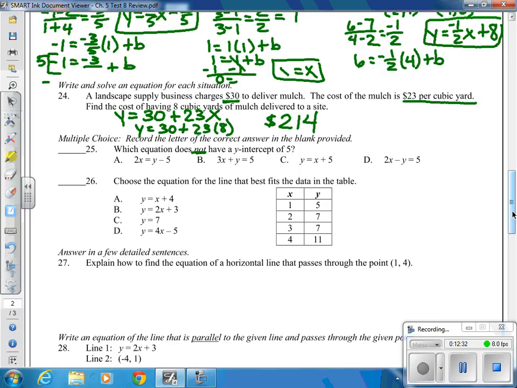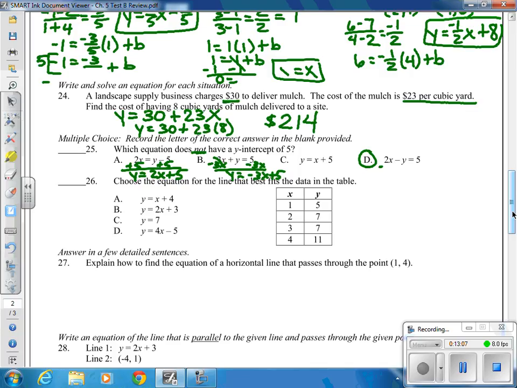So for letter A, in order to make this slope-intercept form, I need to add the 5 over. So now I've got y equals 2x plus 5. Is the 5 in the y-intercept spot? Yes, it is, so it's not him. If you take B, you're going to subtract 3x over, and now you've got y equals negative 3x plus 5. Is 5 in the y-intercept spot? Yes, it is, so that's not your answer. Letter C is already ready to go. Is 5 in your intercept spot? Yes, it is. Obviously, the correct answer is D, but you want to do the math behind it to prove that it is not a positive 5 in that intercept spot.